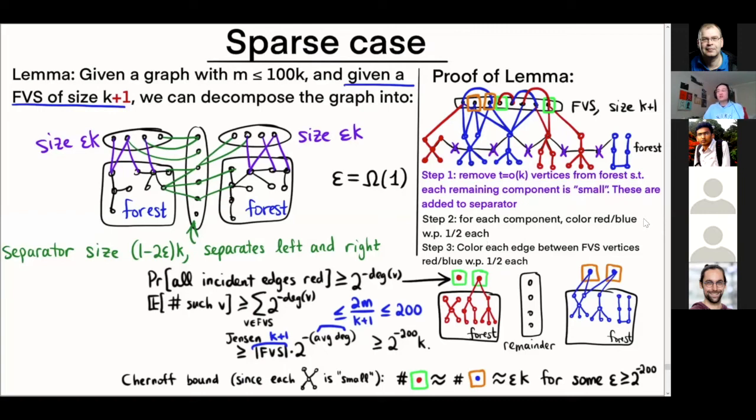So any question on this slide? That's all there is for this slide. That's all there is for the sparse case. So we do this simple random sampling trick, and along with the fact that the average degree is small in the FES, that gives us our improvement.